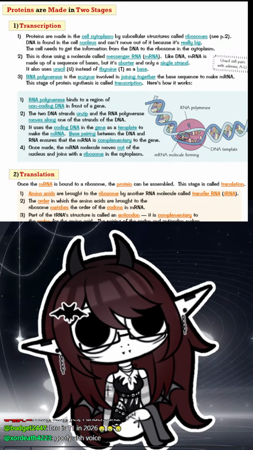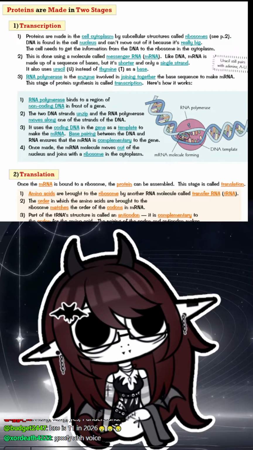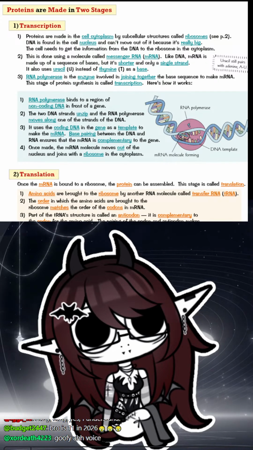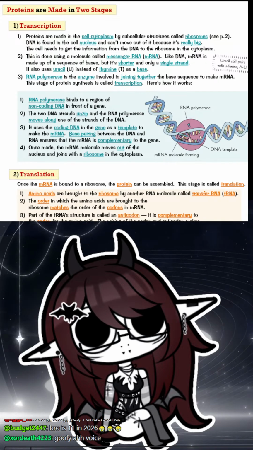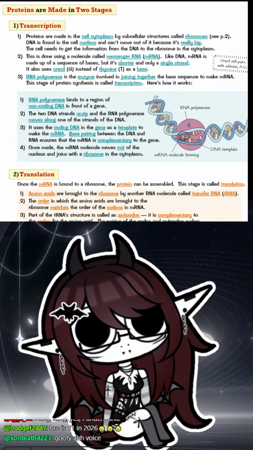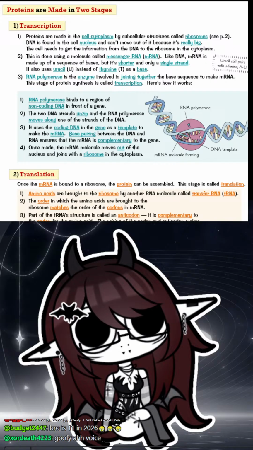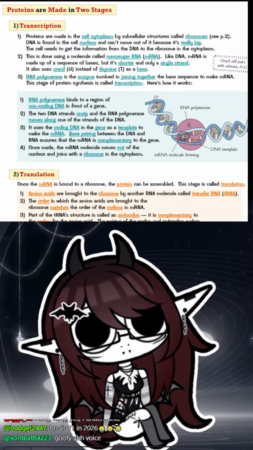Anyways, let's continue. It uses the coding DNA in the gene as a template to make the mRNA. Base pairing between the DNA and RNA ensures that the mRNA is complementary to the gene. Once made, the mRNA molecule moves out of the nucleus and joins with a ribosome in the cytoplasm.